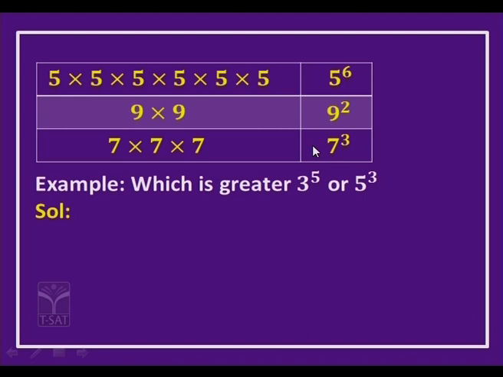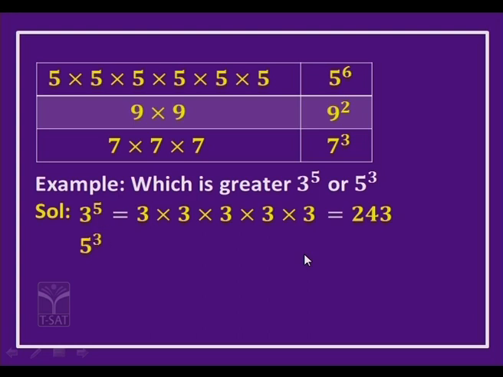Now, let us take an example to find out which exponential number is greater, that is 3 to the power of 5 or 5 to the power of 3, which is greater among these two. So, children, 3 to the power of 5 means 3 multiplied 5 times, right. Now, let us multiply these numbers, children. So, 3 into 3, 9, again 9 into 3, 27, 27 into 3, 81, 81 into 3, 243. Okay, children. So, we get 243.